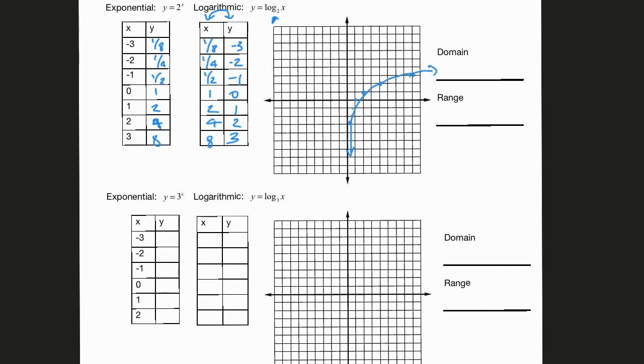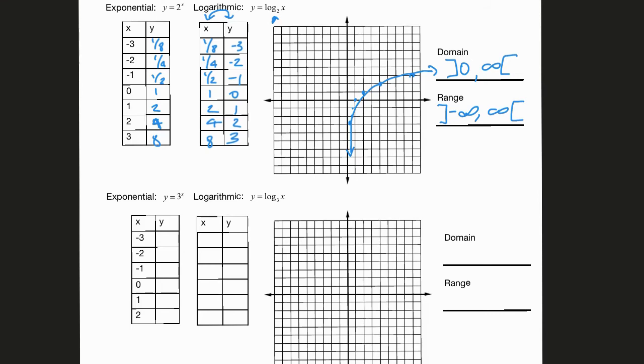And then the domain ends up being what used to be the range on the exponential graphs. And the range ends up being what, that's not an 8. Sorry, this should be a little bit more sideways. There we go. It's what used to be the domain on the exponential graphs.